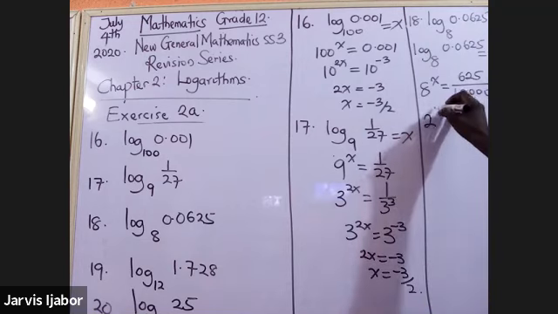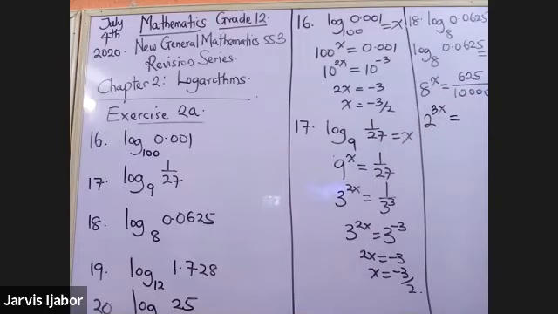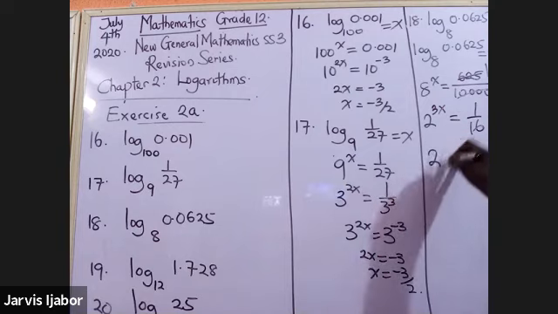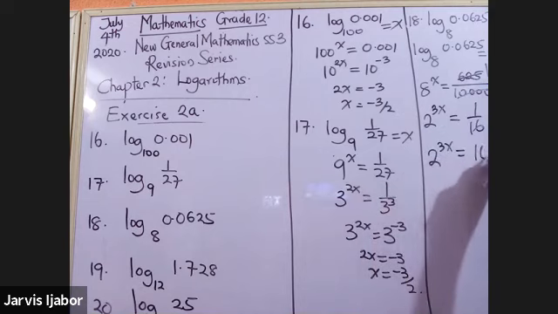So this is 2 raised to the power of what? 3x equal to, if I reduce it, this will be 1 over 16. To confirm that, I know it's 1 over 16. So this is 2 raised to the power of 3x equal to 2 raised to the power of minus 4, and x is equal to what? Minus 4 over 3. That's for question 18. So let's look at question 19.